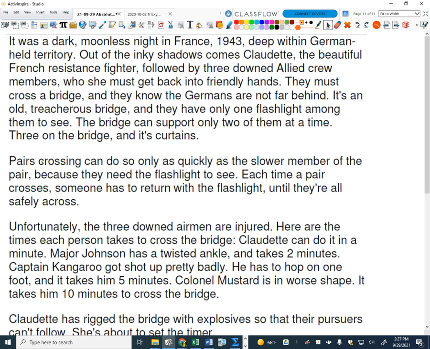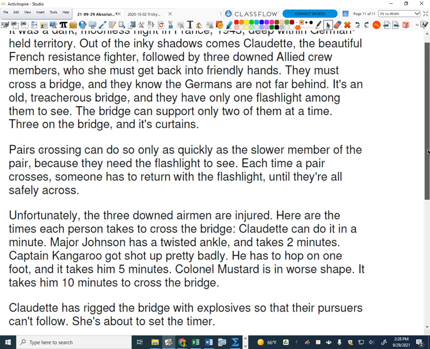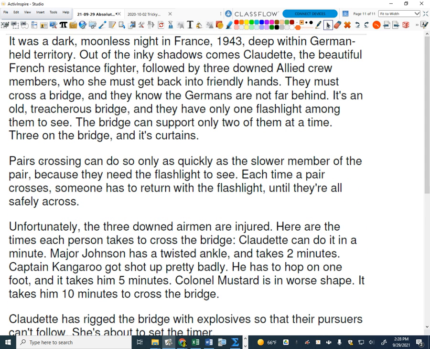All right. Got a little challenge for you, and then you can work. You have until Monday to figure this out. There's no tricks to this. This is a good little puzzle, though. Let's see. I'm going to have to scroll down a little bit. So here we go. We'll read through it. It's a dark, moonless night in France, 1943. Just a good logic puzzle. Deep within German-held territory, out of the inky shadows comes Claudette, the beautiful French resistance fighter, followed by 3 downed Allied crew members who she must get back into friendly hands.